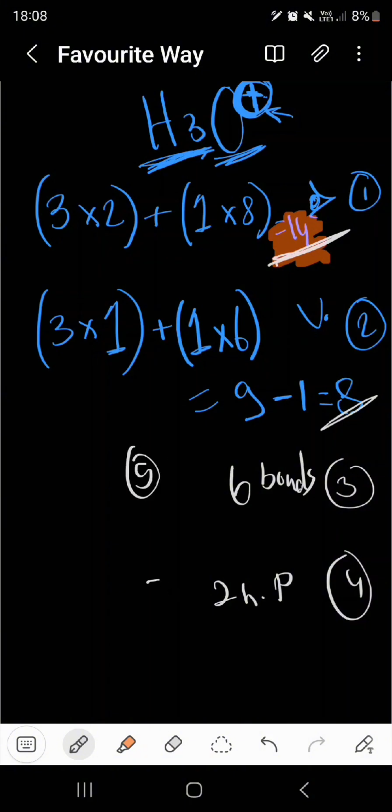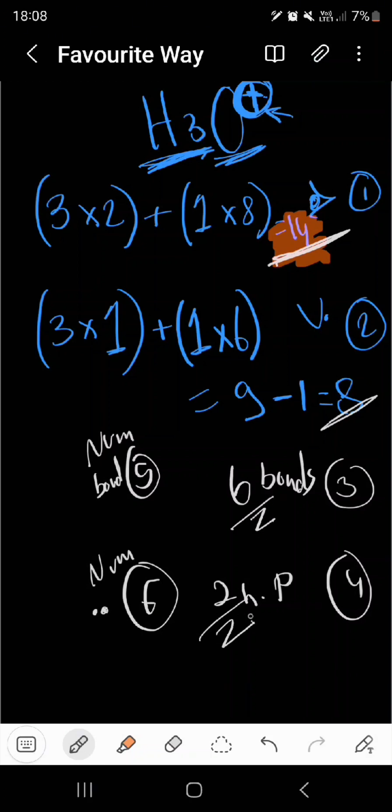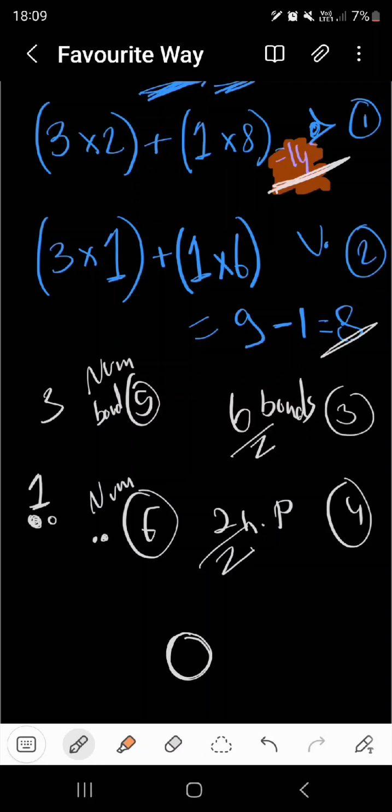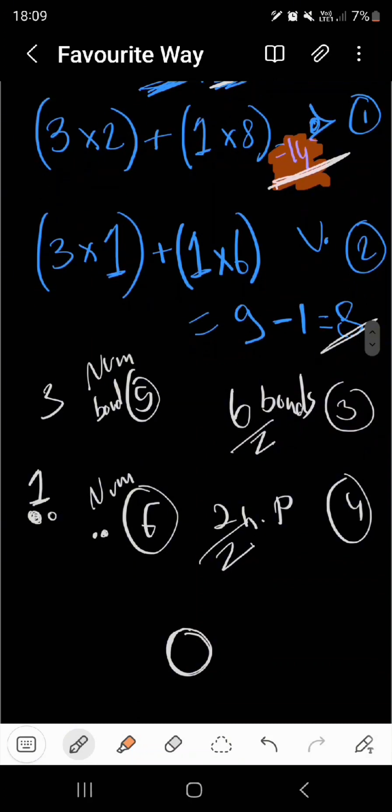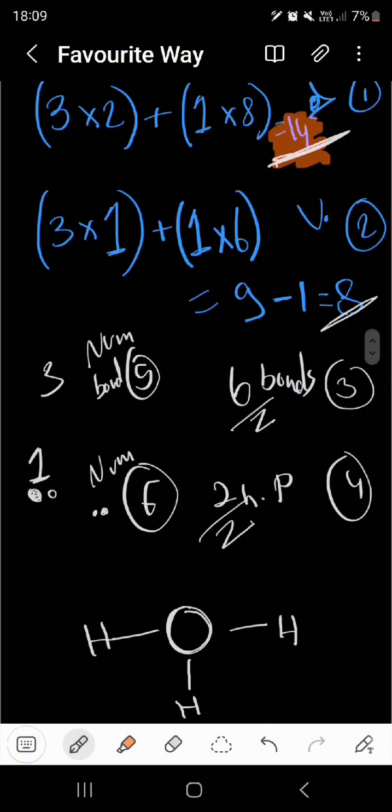Then the fifth and the sixth steps, the number of bonds and the number of paired electrons. Divide by 2, divide by 2, we'll have 3 bonds and 1 pair that we are going to add to the drawing. O here is the central atom because it's the most electronegative atom in the molecule. So we are going to have 3 bonds here with H, H, and then H. So we finished the 5th step.